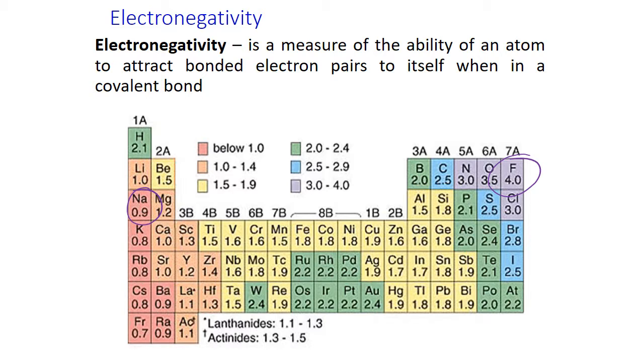You can also see the general trends as well. As you go down the group, you've got less electronegativity, which makes sense because you're further away from the nucleus. And as you go across, you've also got an increase in electronegativity because, again, you've got increased positive charge as you go across. So there's more ability for the electron to be attracted to the nucleus of the corresponding bonding atom.